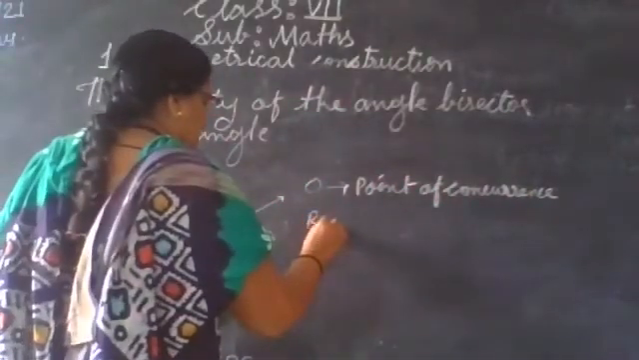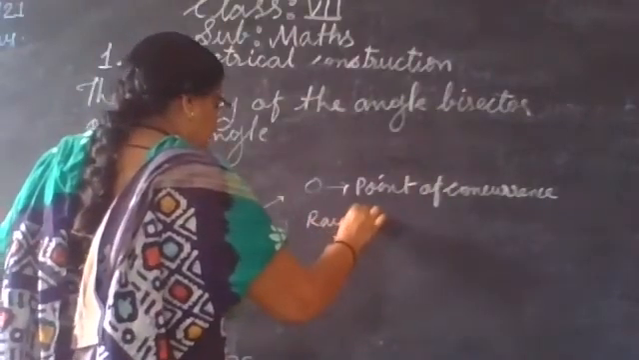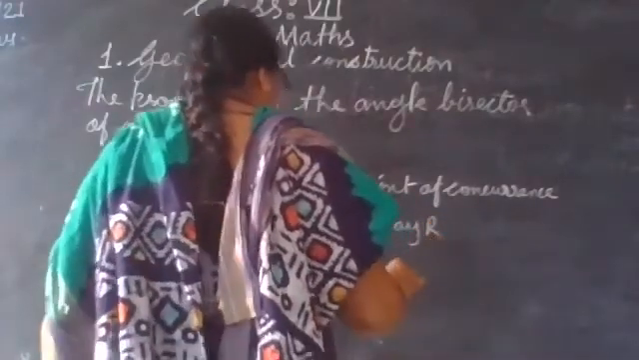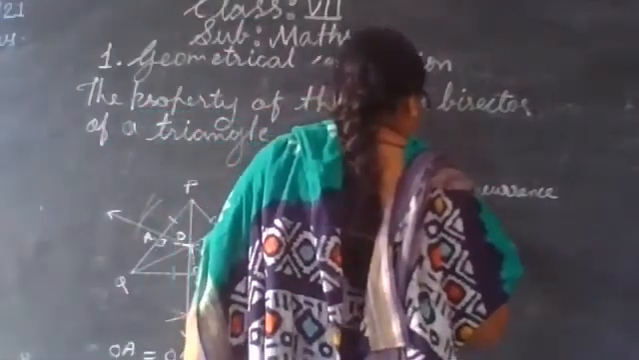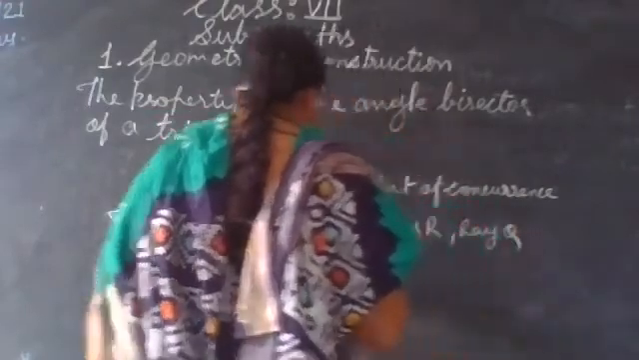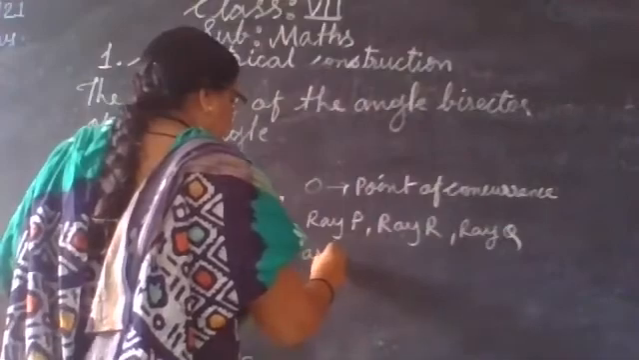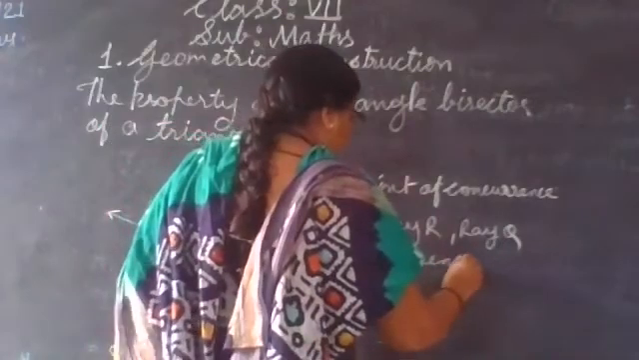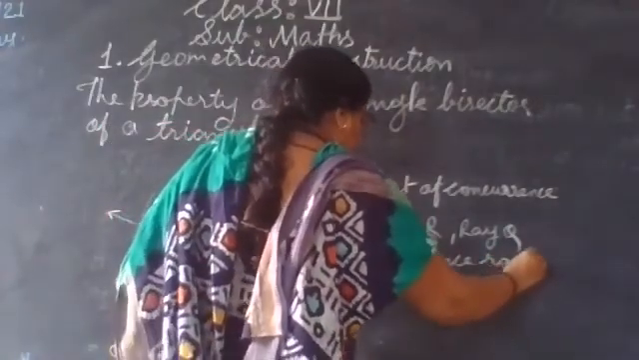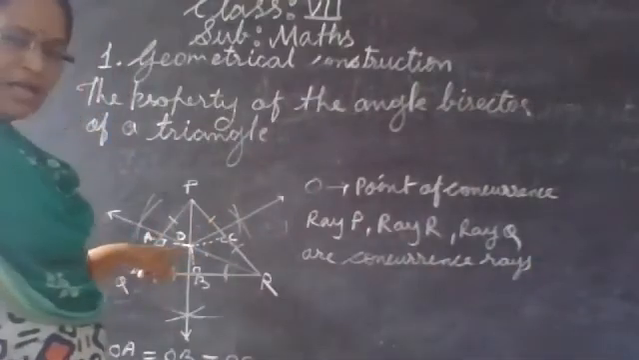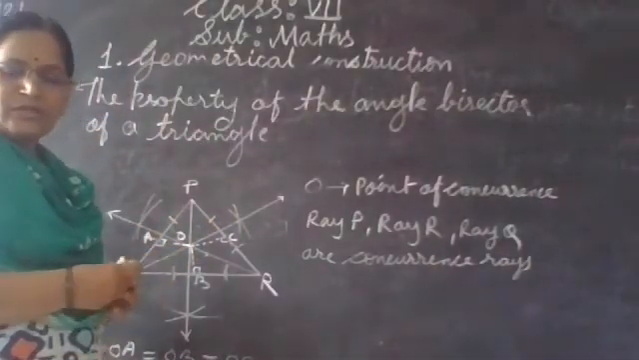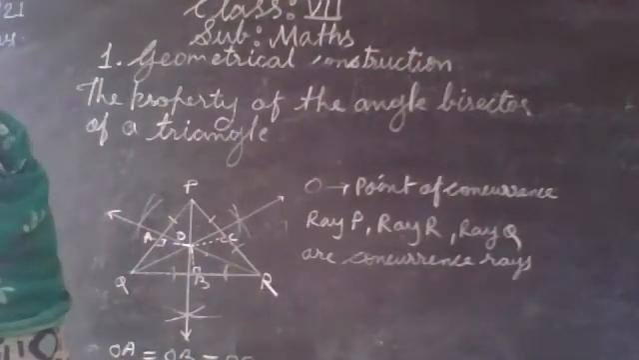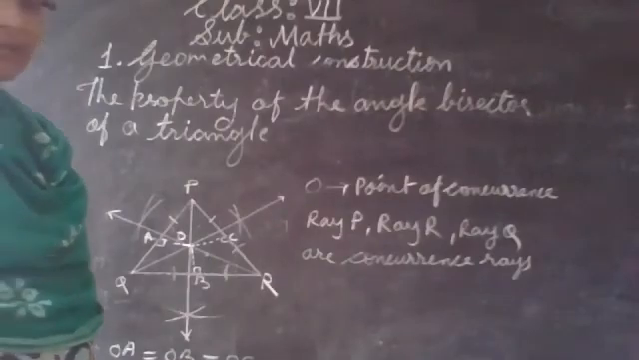Ray P, ray R and ray Q are concurrent rays. Why are they concurrent? Because all these three are passing through this single point. So it is the property of the angle bisector of a triangle. Got it, beta?